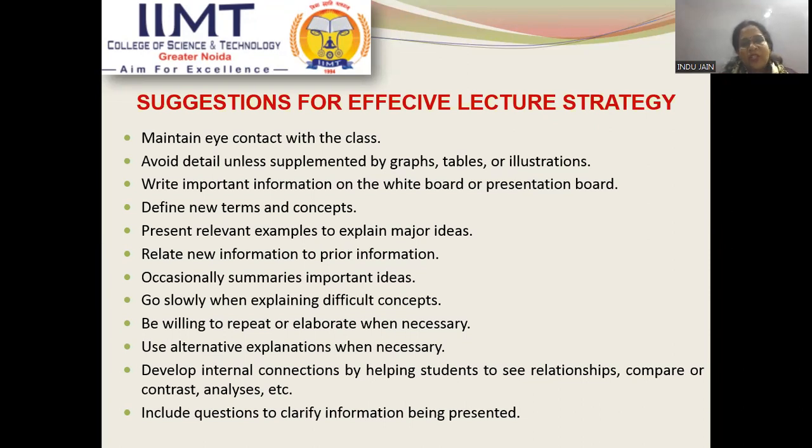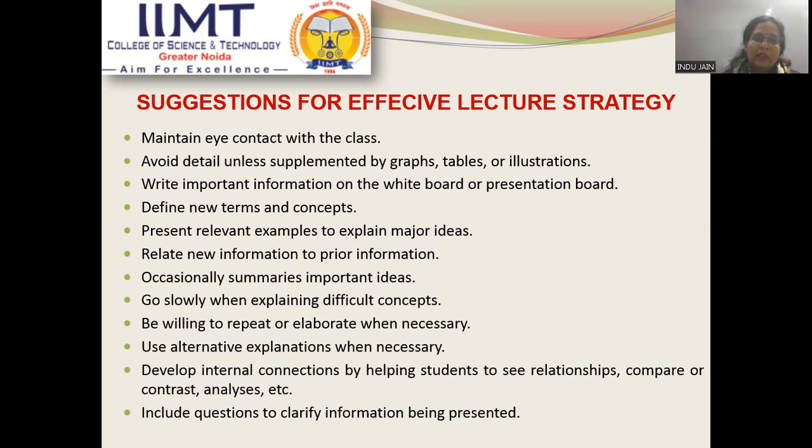There are certain suggestions for effective lecture strategies. To make the lecture effective, certain conditions or things are taken into care. First one is maintain eye contact with the class. To make students attentive, it is very important to maintain eye contact with them. It is also helpful in managing the classroom.